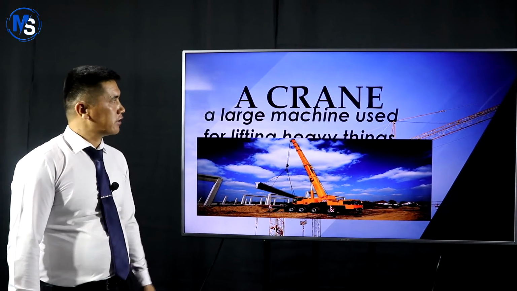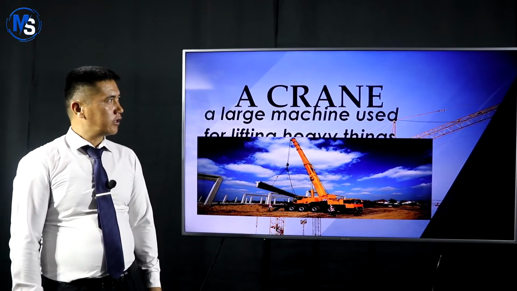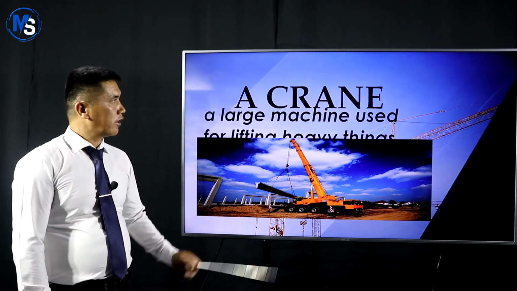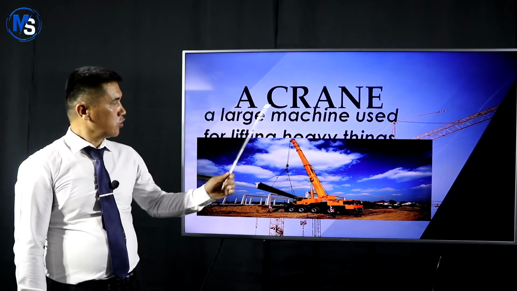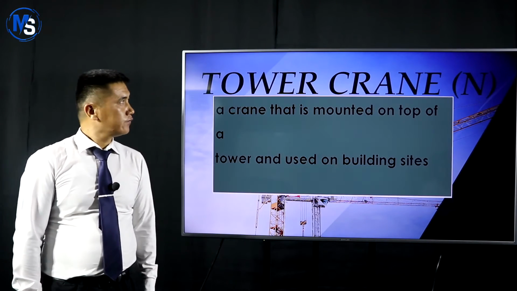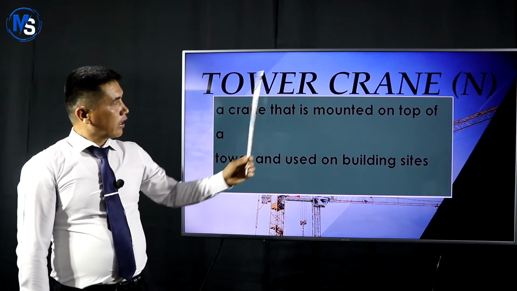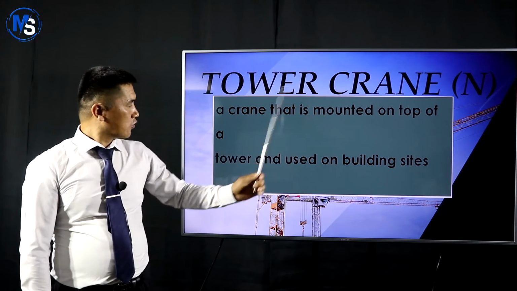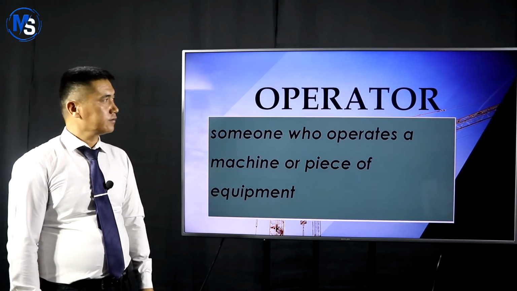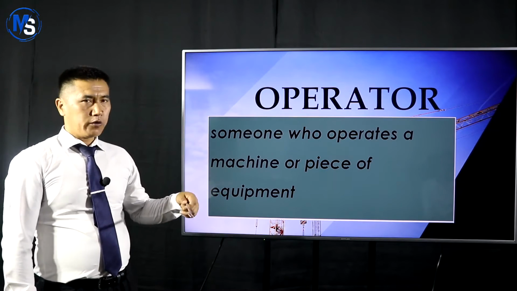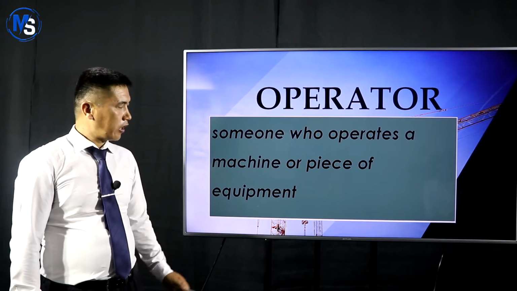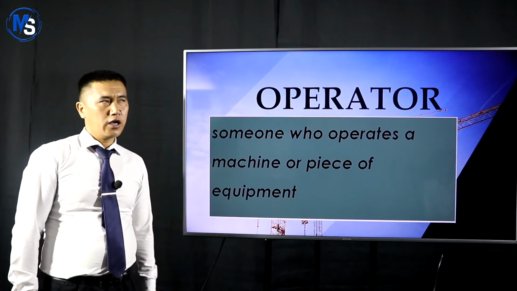The first word is crane. Types of cranes, as in the video and pictures. A crane is a large machine used for lifting heavy things. Okay, the next, tower crane. A crane that is mounted on the top of a tower and used on building sites. Okay, operator. An operator is a person who operates a machine or a piece of equipment, and who sits in the cab.